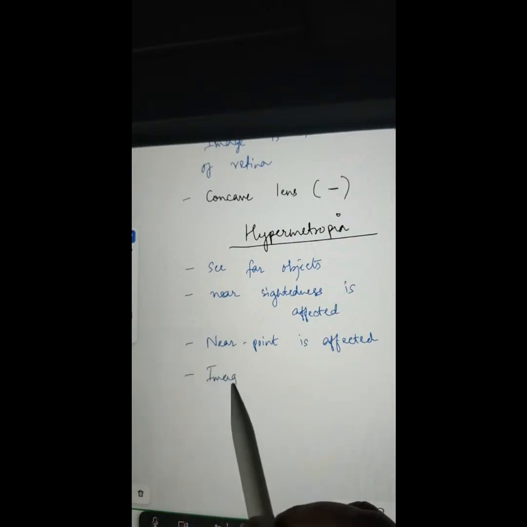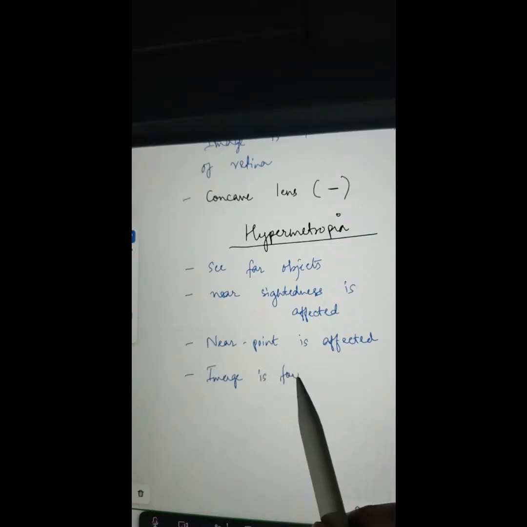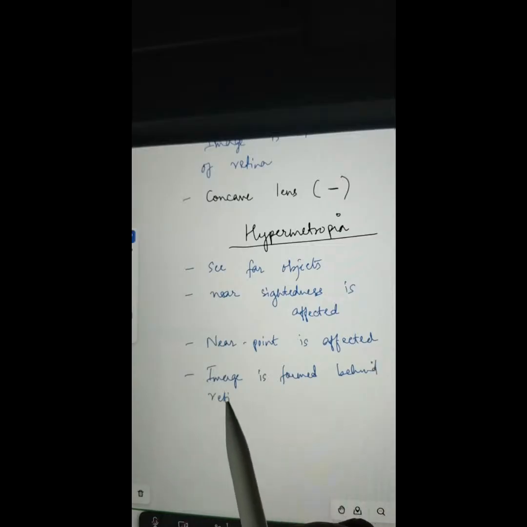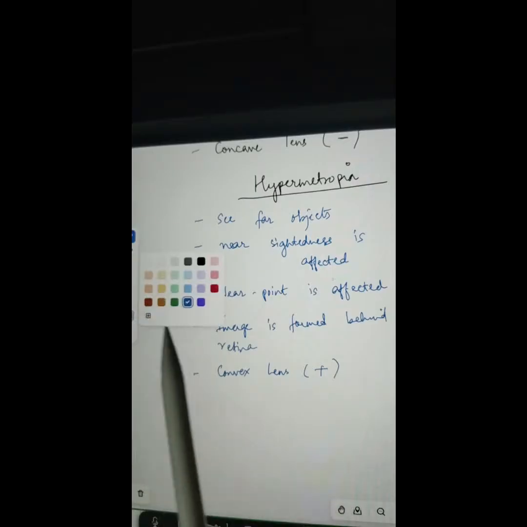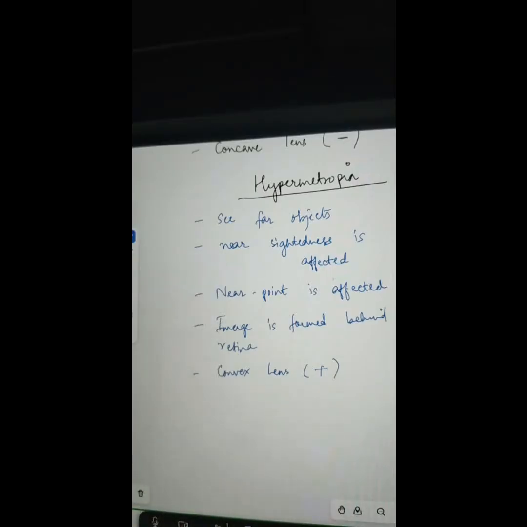Important to note, the image is formed behind the retina. Image kahan banegi? Behind retina. Another point: how can this be corrected? It can be corrected using a convex lens of adequate power. And always remember, the power of the convex lens is going to be written in the positive. So the people that suffer from hypermetropia use convex lens in their spectacles, whereas the people that suffer from myopia use concave lens in their spectacles.